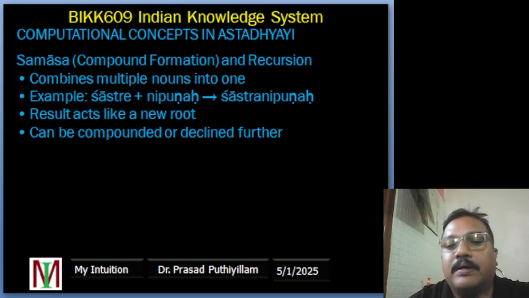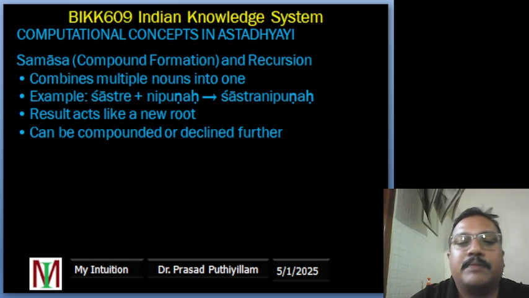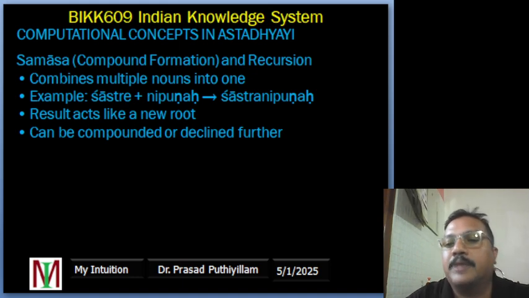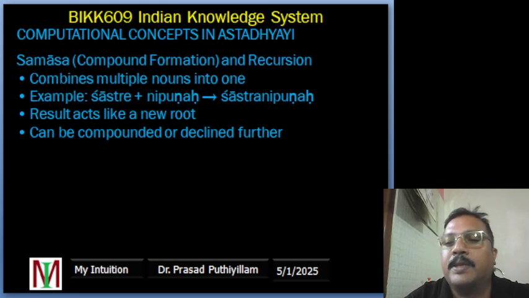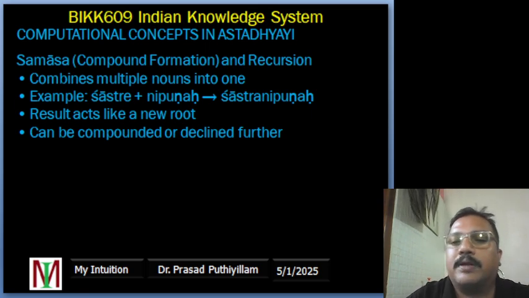Shastra plus nipuna, expert. If you want to say, it becomes shastra nipuna, expert in shastra. Same way, the compound then behaves like a new word, and it can be inflected, it can be further compounded with other words, it can be declined or transformed using more rules. This recursive compounding is similar to function composition in computer coding or nested expressions in logic.